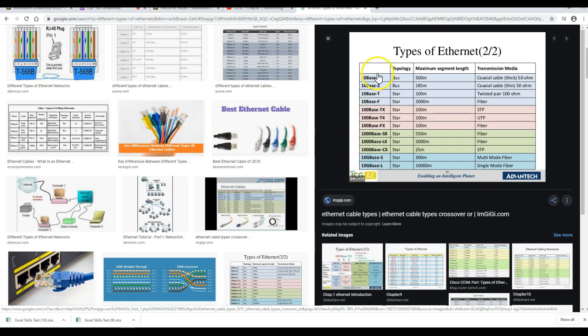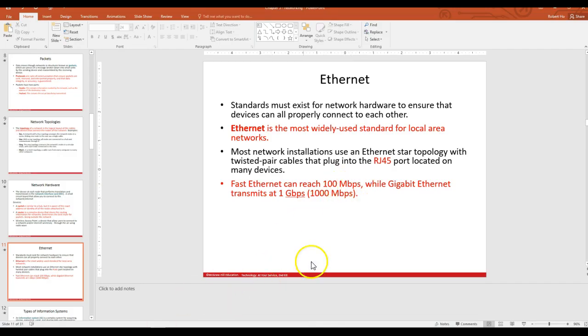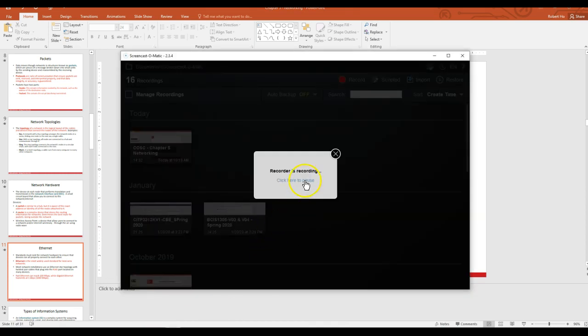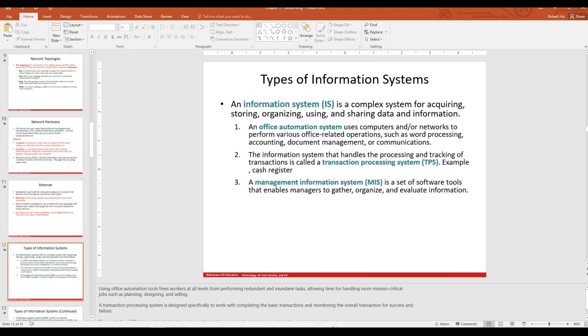Each of these base types has different categories. What we use here, 100 base, is usually UTP. It says here fiber and STP, shielded twisted pair. Alright, so we have Ethernet and the different types of information systems.